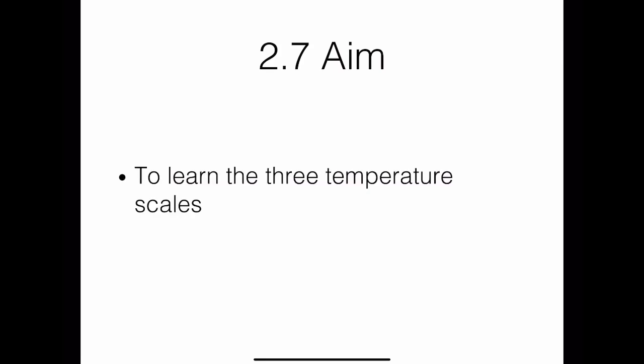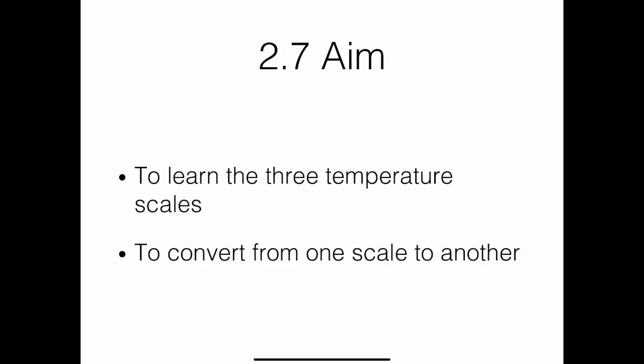For our next section, we're going to be talking about the different temperature scales. So our aims for section 2.7 are to learn the three temperature scales and then to be able to convert from one scale to another. We'll use two of these scales a lot more often than the rest of them, so I'm not going to require too much conversion between Fahrenheit, for example, and Celsius or Kelvin, but we do use Celsius and Kelvin fairly frequently.